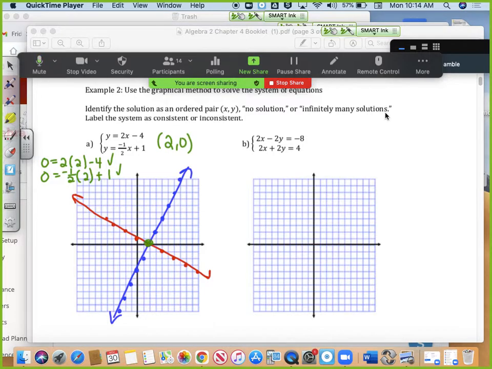Now with the next couple of problems, you are probably going to see situations where there's no solution or infinite solutions. If the lines are parallel, then there is no point of intersection, so there's no solution. If you go to graph the line and you realize they're the same exact line, just written twice, then that's infinite solutions. So be on the lookout for that. I'm going to have you try B, C, and D, and then we'll go over the answers together.